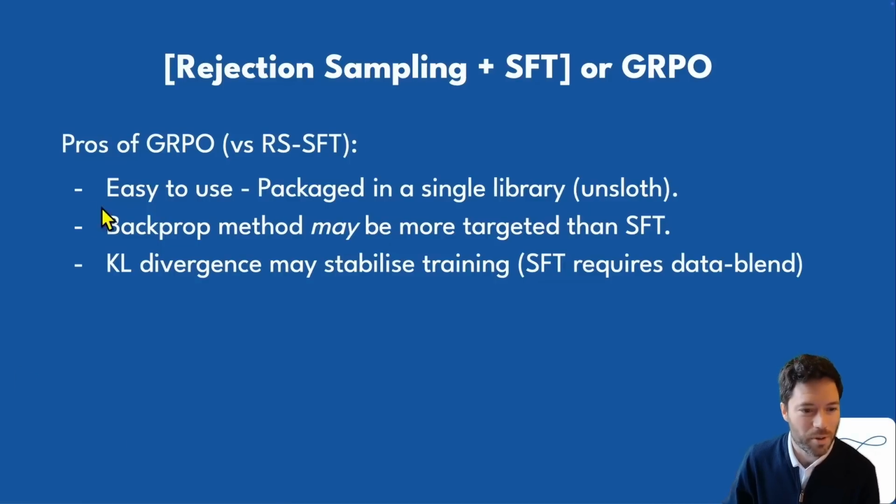Another pro of GRPO, backprop may be more targeted than SFT because it provides these negative rewards like ORPO, so maybe that's a benefit. KL divergence may stabilize your training, so your reinforcement learning might not diverge quite as far. Now, granted, you can also stabilize in SFT by blending in some pre-training data or some instruction data that's more broad than the data set you're trying to train on. So there are different ways to stabilize, but GRPO does provide KL divergence in order to achieve this.